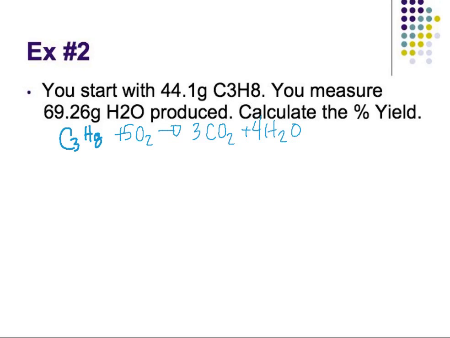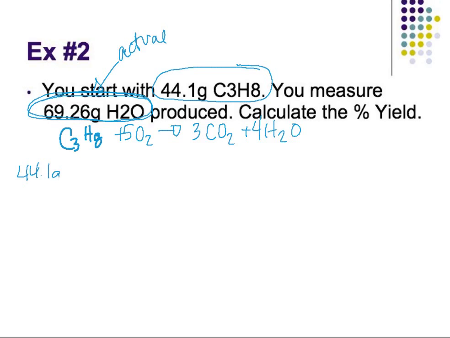Great. Now, they give us C3H8 to start with, and then we're measuring water. That means we're calculating our theoretical yield. They didn't give it to us. This is going to be our actual yield. And we use our starting materials to calculate our theoretical yield. So 44.1 grams of C3H8. We're going to water because that's what we're interested in.